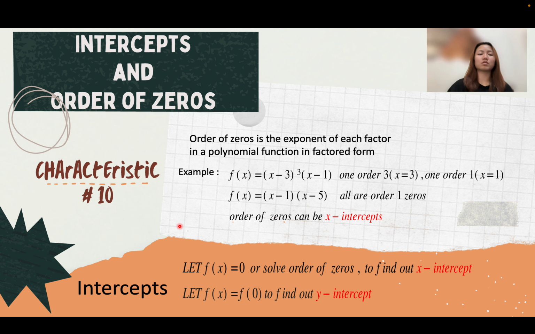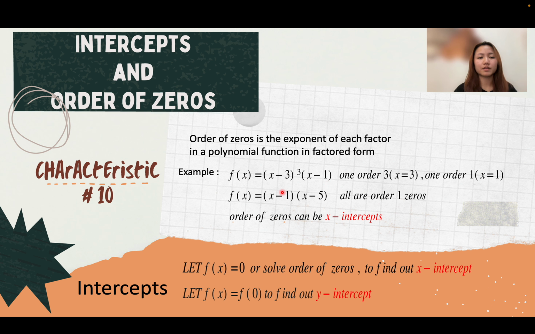Number 10, we are going to talk about intercept and order of zero. What is the difference? The order of a zero is the exponent of each factor. It means how many zeros you have in the polynomial function. Example here. How many zeros do we have? We have 2 zeros. One is order 3, one is order 1. So we have 2 zeros.